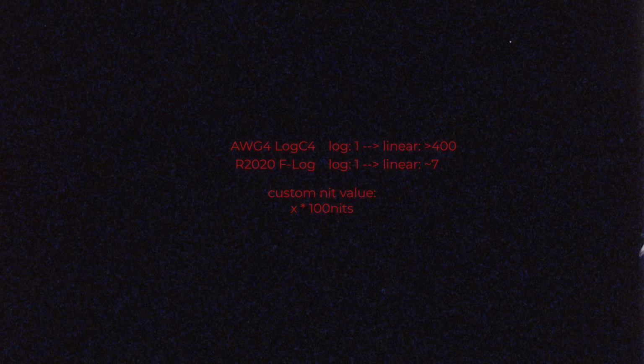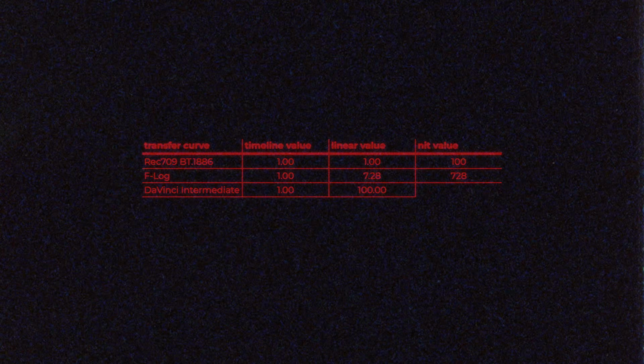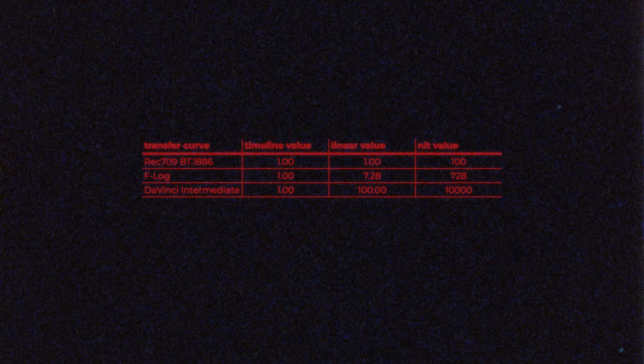So let's take Rec 709 for example, which would map its value of 1 to a linear value of 1 because it is a display linear color space. Multiply 1 by 100, we end up with the 100 nits that Rec 709 is defined for. So we can type in 100 in the CST. Let's take F-Log's value of 7 and we end up with roughly around 700 nits. DaVinci Intermediate, for example, would have a linear value of 100, which multiplied by 100 equals 10,000. And this is why the maximum value you can type in here is actually 10,000.